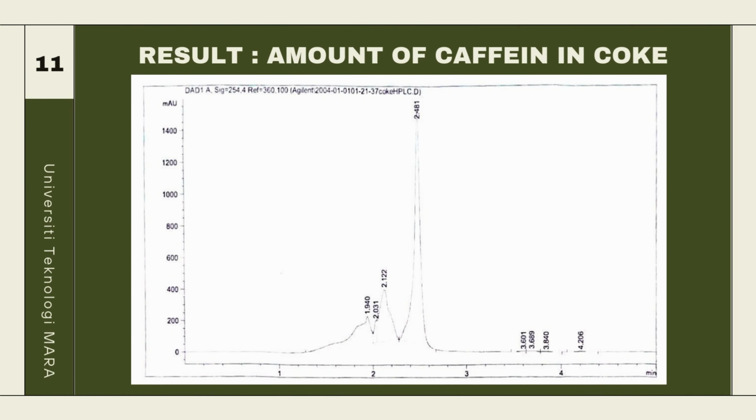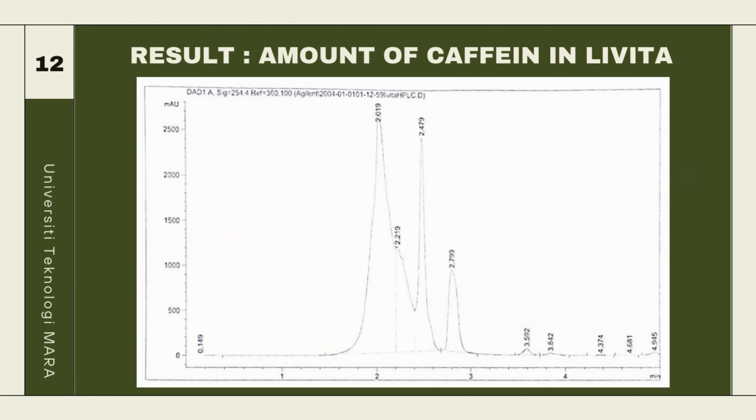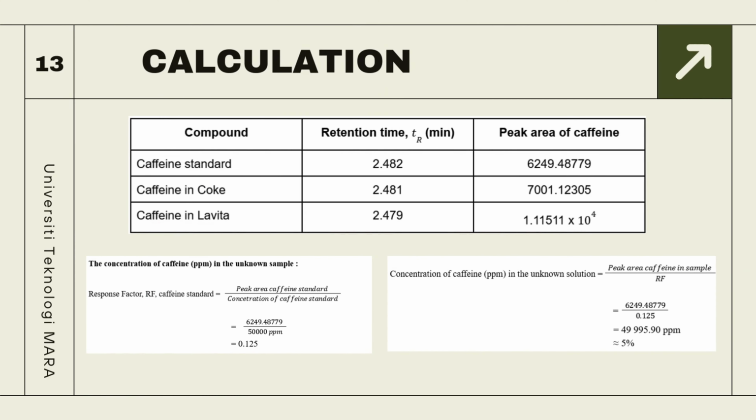This sample chromatogram shows the presence of caffeine at the same retention time as the standard. Additional peaks may indicate other compounds or impurities in the sample. The area under the caffeine peak is measured to calculate the concentration using the standard curve. Lastly, this is the result of the amount of caffeine in Lavita. The calibration curve correlates caffeine concentration with peak area, allowing us to determine the caffeine content in the sample using the equation of the line.